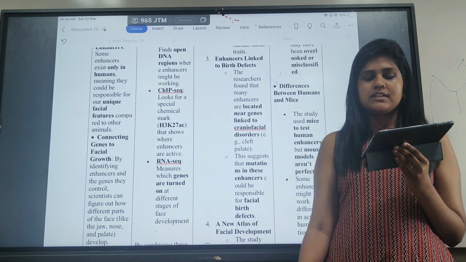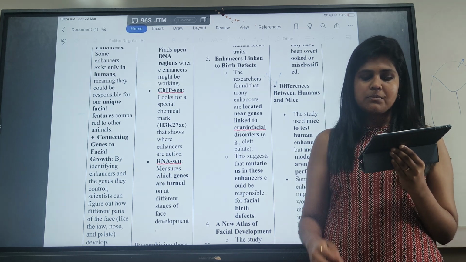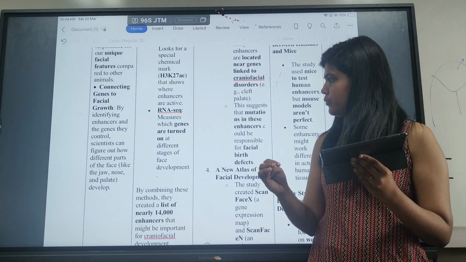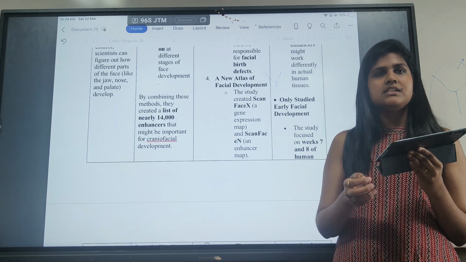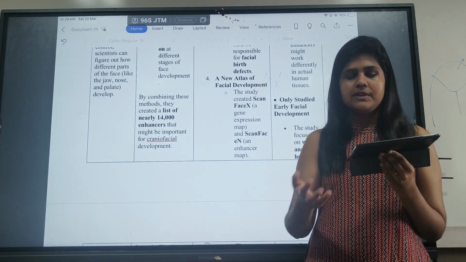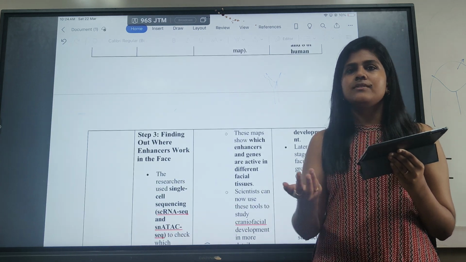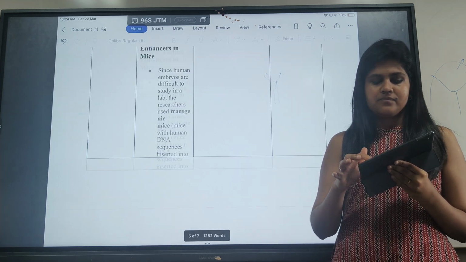So differences between humans and mice. The study used mice to test human enhancers, but mouse models aren't perfect. So some enhancers might work differently in actual human tissues also. So only studied early facial development. That is, in the methodology they have mentioned only the 7th and 8th week of the development has been tested. So later stages of the facial growth are missed. So that is one of the major limitations in this study.